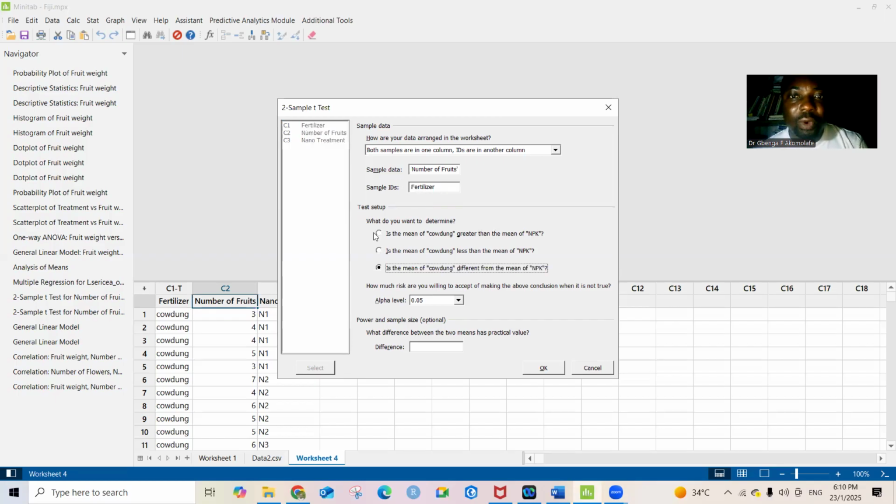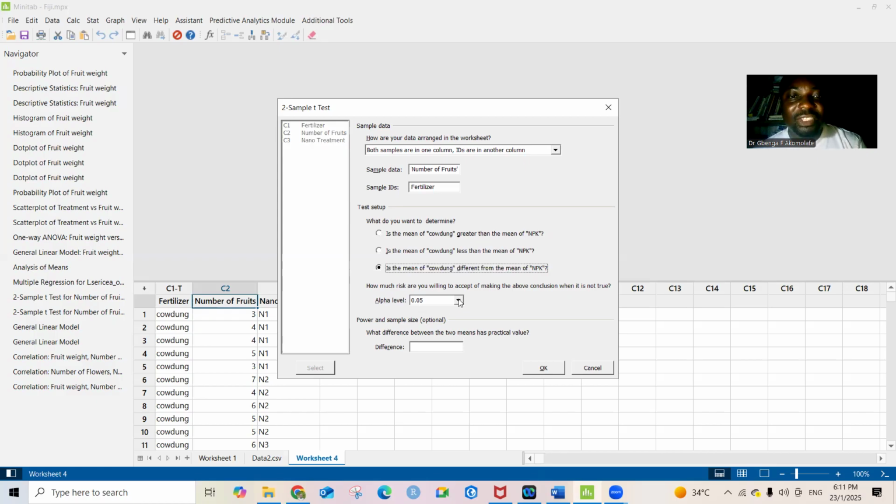You will now go down and select what other things you want to do. What do you want to determine? Is the mean of cow dung greater than the mean of NPK? Is the mean of cow dung less than the mean of NPK? Or is the mean of cow dung different from the mean of NPK? That is what we're interested in. Our interest is to see whether there are significant differences. That's what we do in statistics. Does a significant difference exist between the two samples that we are comparing? In this case, we want to compare whether there are differences between cow dung and NPK.